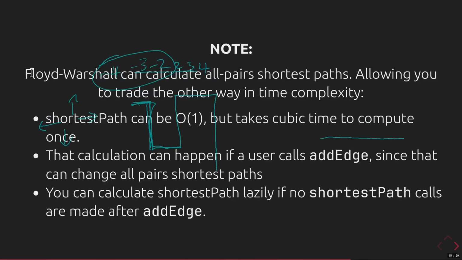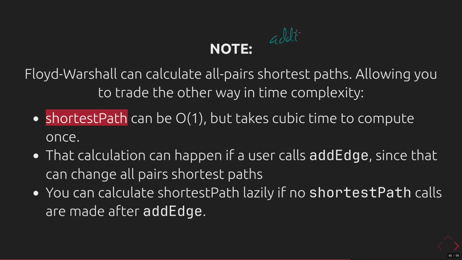Okay. One final note is that Floyd-Warshall can be used for this problem. This allows you to trade the other way in terms of time complexity, right? Because you can pre-compute the shortest path from all nodes to all other nodes, and so then you can return shortest path in O(1). But the first time that you need to change the graph, through an add edge operation, you might actually need to recompute the shortest path throughout everything, okay? You could also maybe wait and see until shortest path is called and then do the computation there.